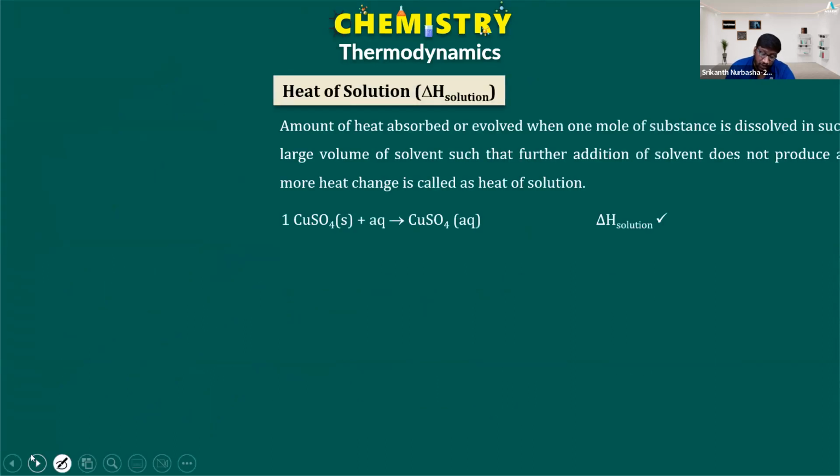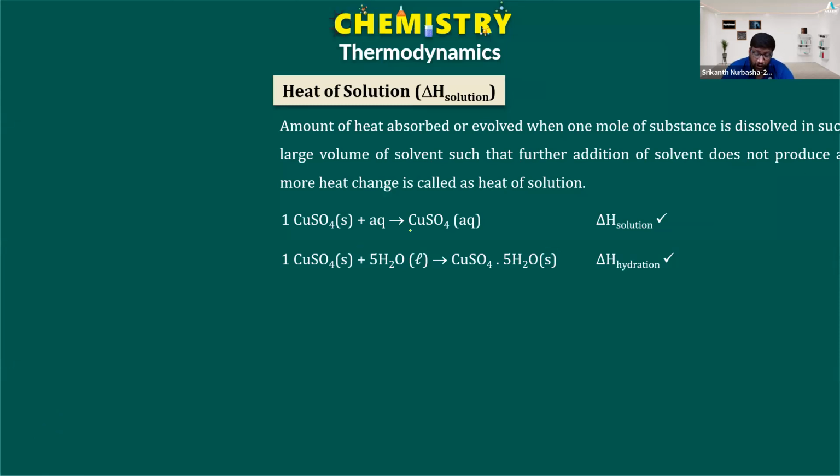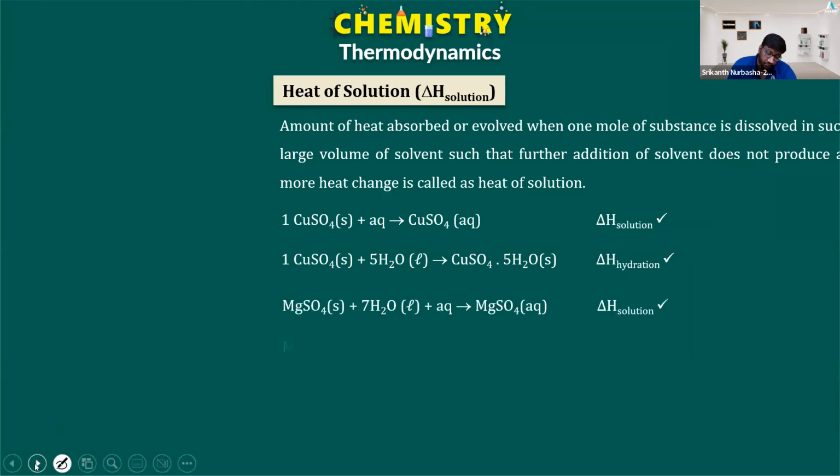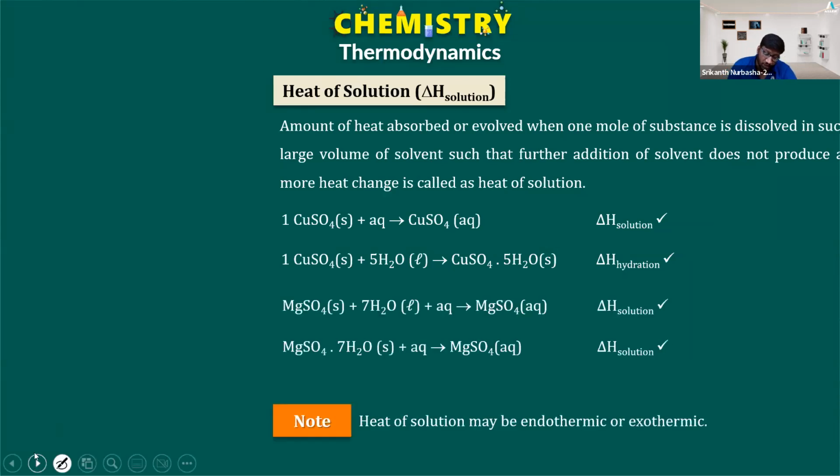Heat of solution, delta H of solution. It is the amount of heat absorbed or evolved when 1 mole of substance is directly dissolved in such a large volume of solvent that further addition of solvent does not produce any heat change. Understand this point? Heat of solution may be endothermic or exothermic. What do you mean by this? You have already dissolved 1 mole of substance in a large volume of solvent such that further addition of solvent is not going to produce any heat change.